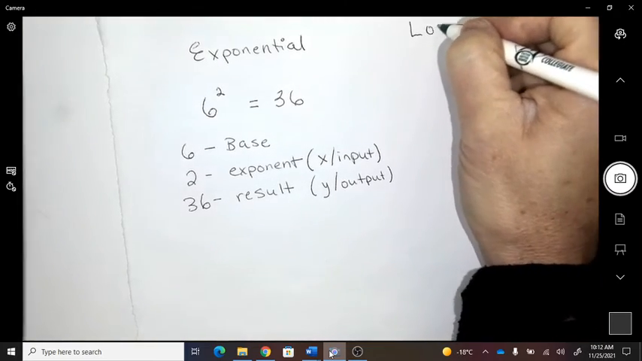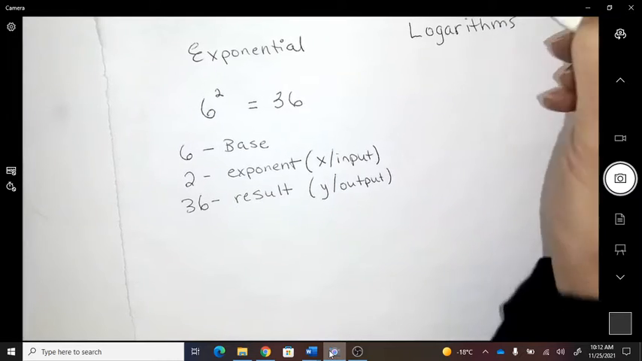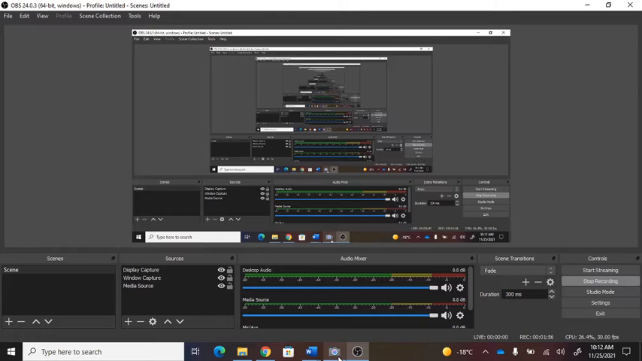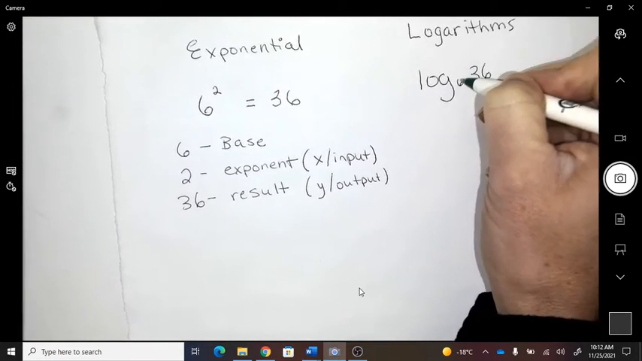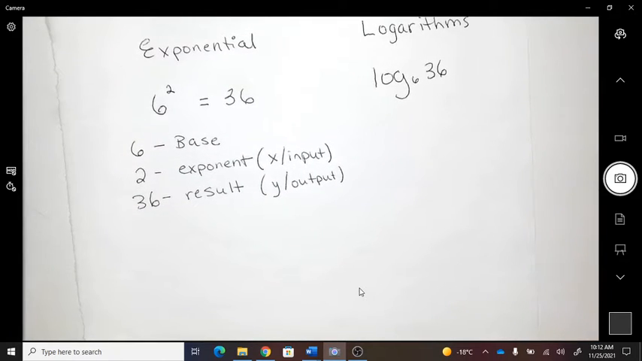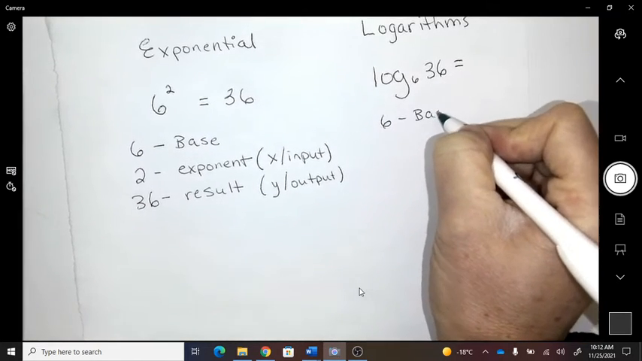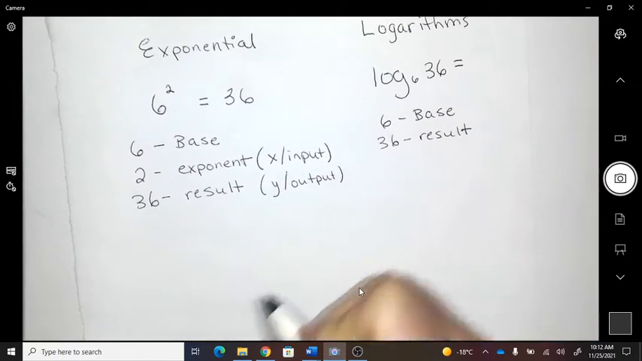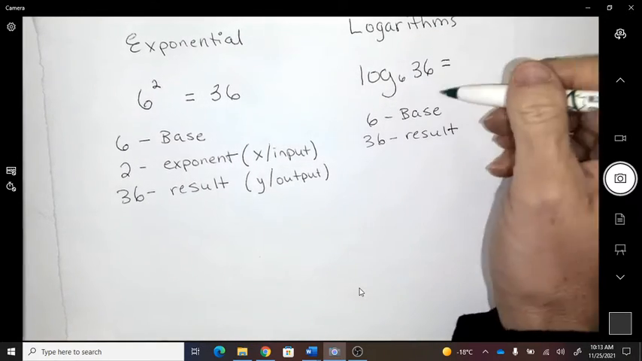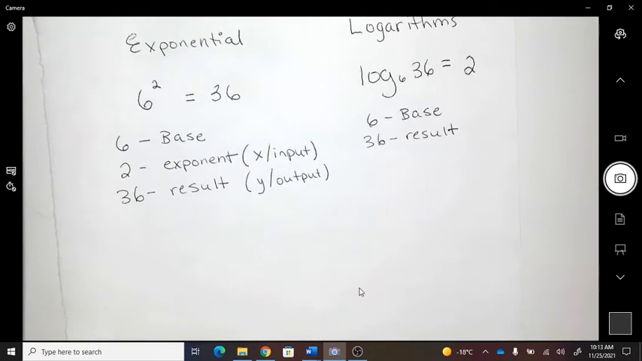And today we're going to learn logarithms. Okay, so this is a new term. So when I evaluate logarithms, they look like this. Okay, so this is backwards brain thinking. I am trying to now find what is the exponent. So 6 is my base. 36 is the result. And my answer to this is: what is the exponent that makes this work?